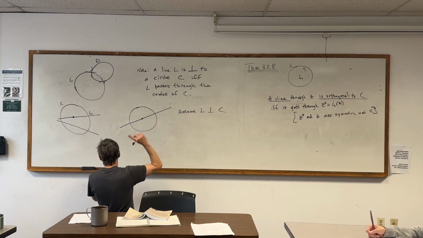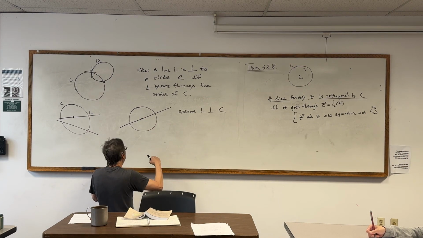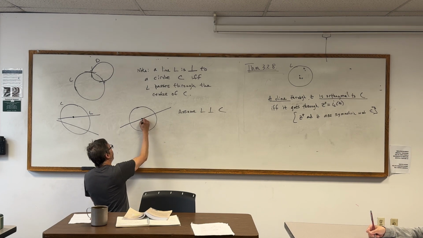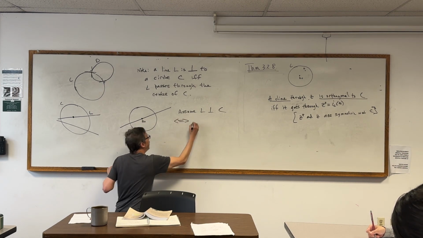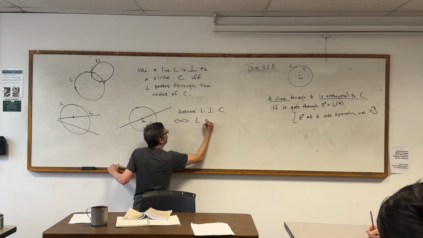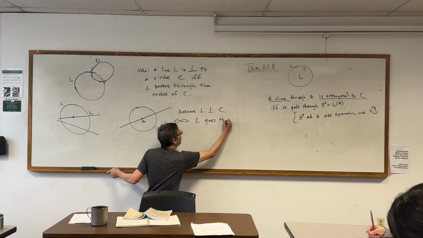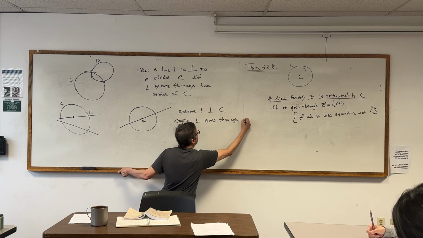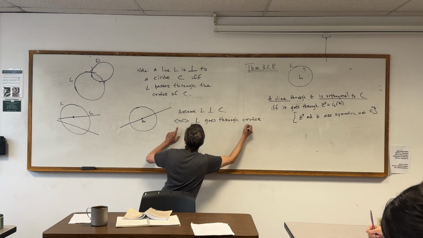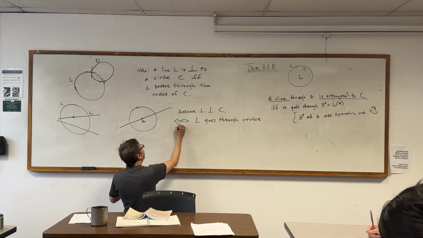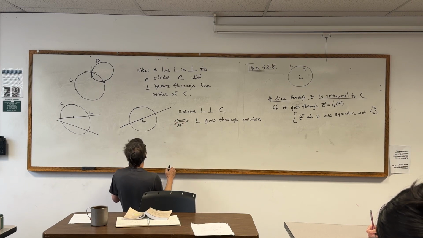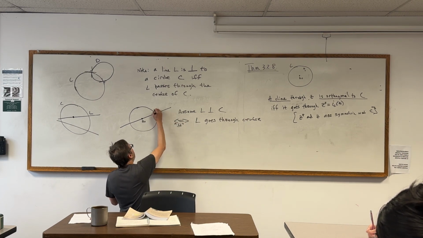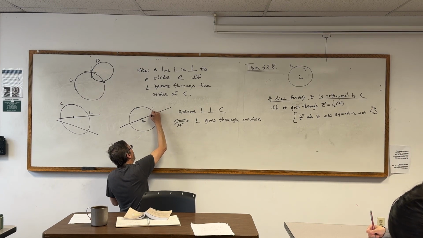We know from Christian's theorem that it must go through the center as well. So this is true if and only if L goes through the center. This little double-headed arrow that I'm using here is just my little shorthand for if and only if. It goes through the center, and that means that where this line touches the circle, we have a right angle.